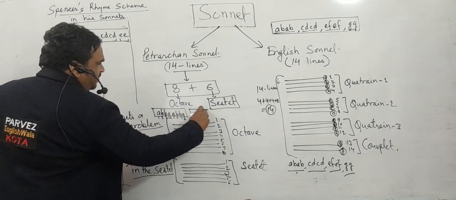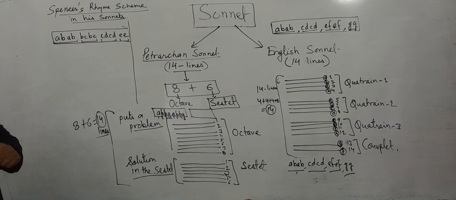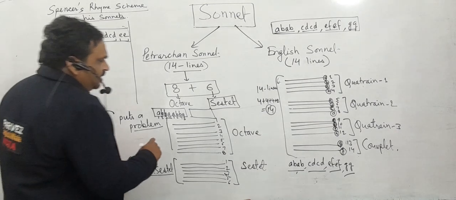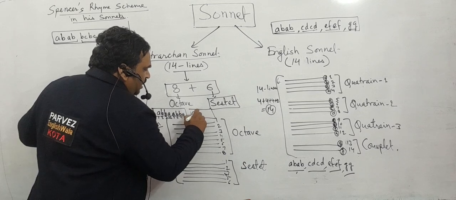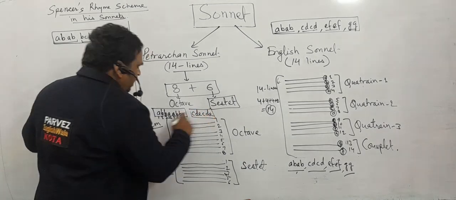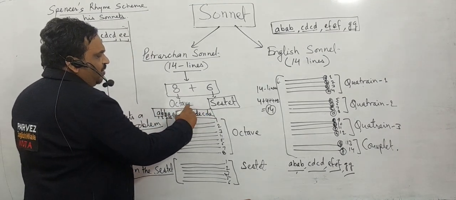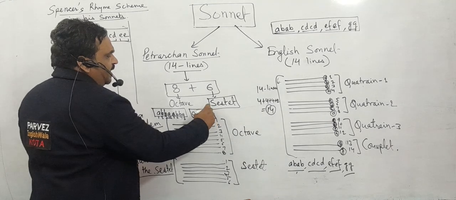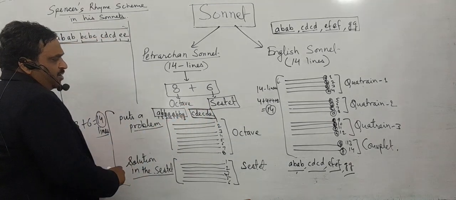And what will be the rhyme scheme of a sestet? That is the question here. So the rhyme scheme of a sestet will be, in the case of Petrarchan sonnet, C, D, E, C, D, E. So Abba, Abba, C, D, E, C, D, E. This will be the rhyme scheme pattern in the case of Petrarchan sonnet or in the case of Italian sonnet.